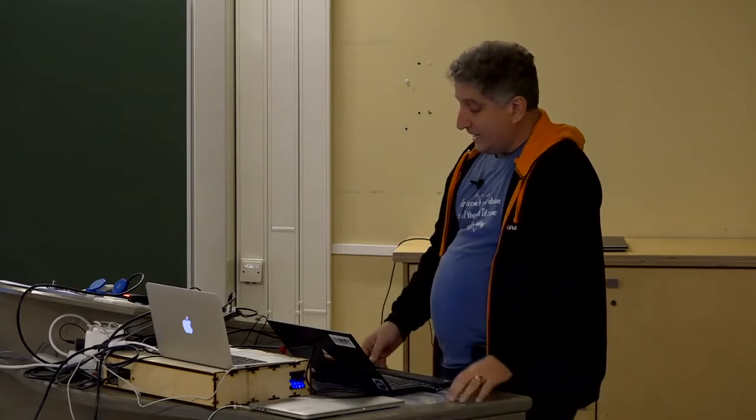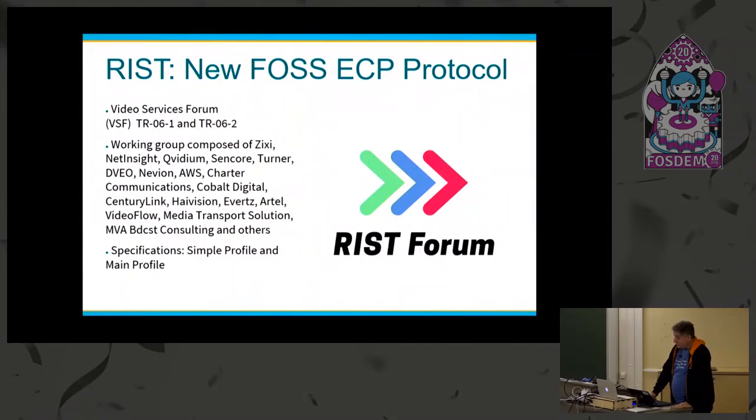So where does it stand now? Right? It has been almost 2 years since the work group started, and we have published one document and are about to publish the second one. They correspond to the simple profile, which is TR-061, and the main profile, TR-062. Here I also show some of the companies that are part of the group and that are very active. Actually, I forgot to include your company, sorry.